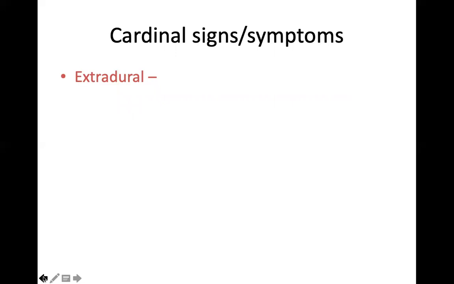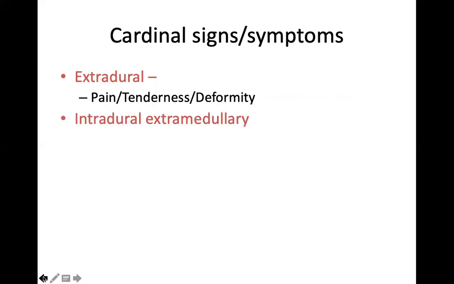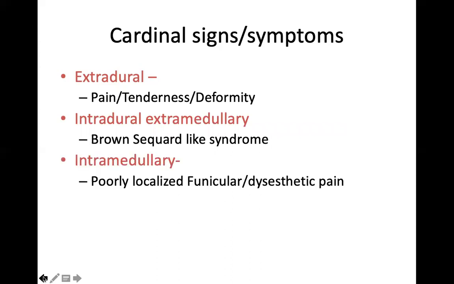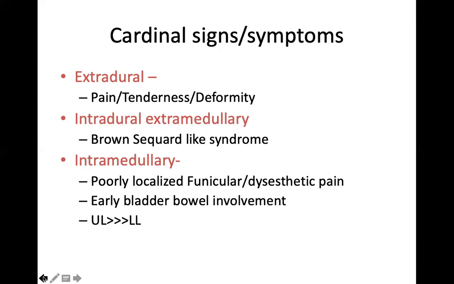And cardinal signs and symptoms you all know. For extradural, it's pain, tenderness, deformity. For intradural extramedullary, it will be a Brown-Séquard-like syndrome. For intramedullary, dysesthetic pain, early bladder bowel involvement, upper limbs are more involved than lower limb, descending weakness. So you know, and on this premise, you have to diagnose your case.